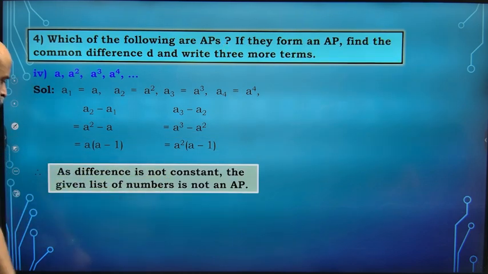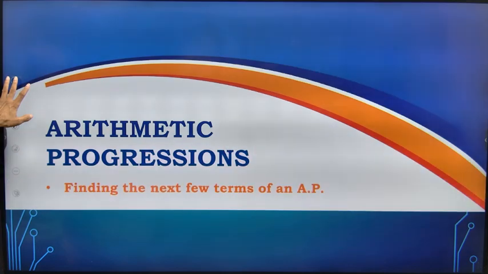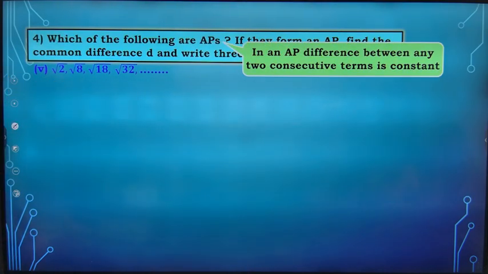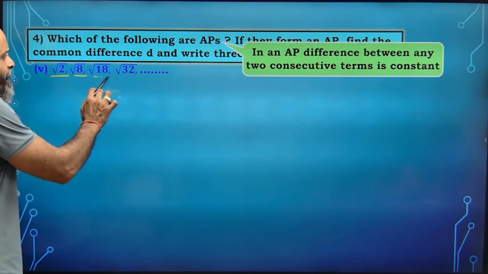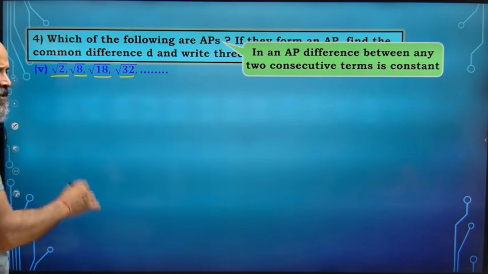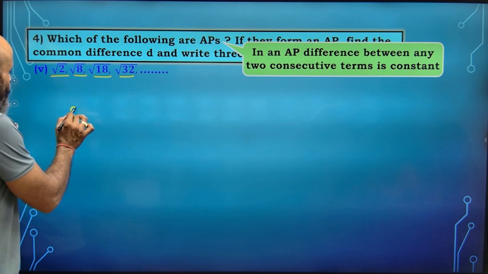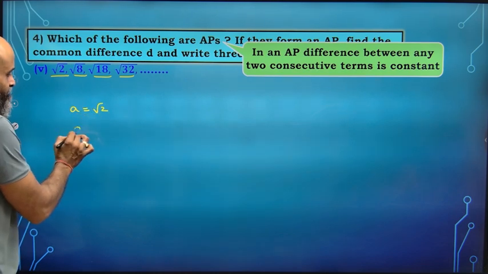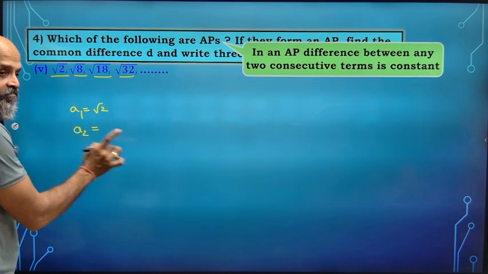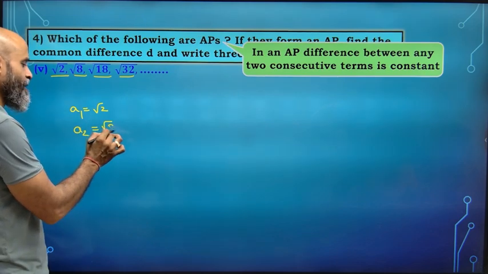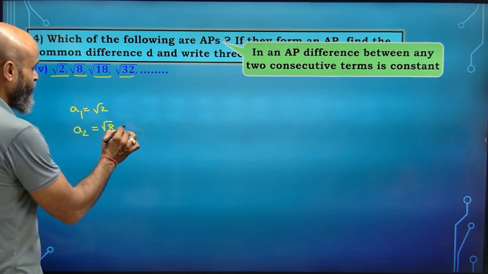As the difference is not constant, the given list of numbers is not an AP. Okay, so here we have √2, √8, √18, √32. The first term is √2. The second term is √8. So will we keep it as √8, or will we make some changes?